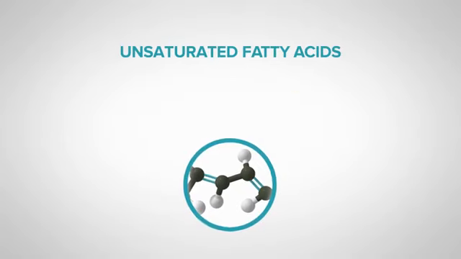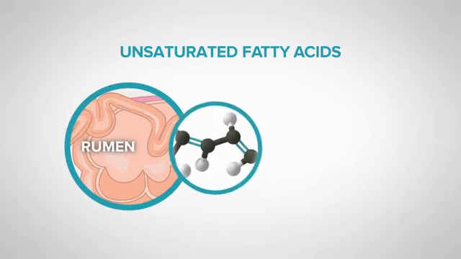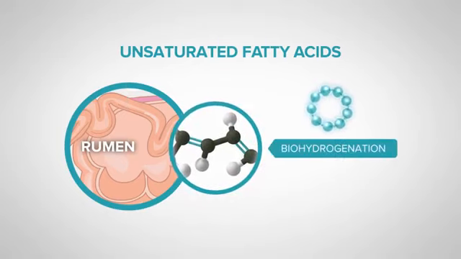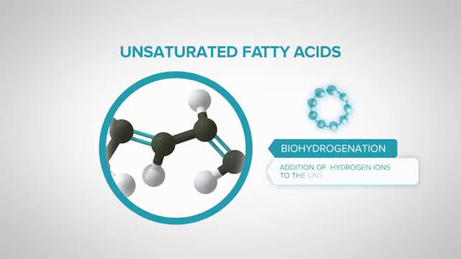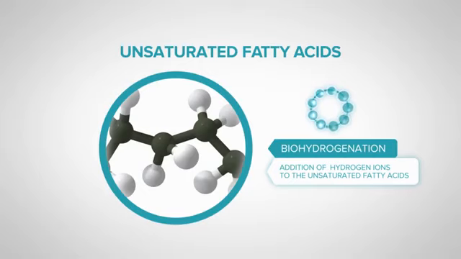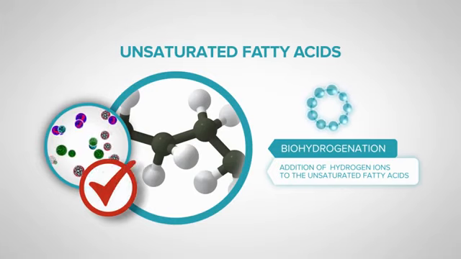In an attempt to detoxify these fatty acids, they undergo a process in the rumen called biohydrogenation. Now, biohydrogenation is simply the addition of hydrogen ions to the unsaturated fatty acids. The hydrogen ions replace the double bonds, so the fatty acids become more saturated, and in doing so are less toxic to the rumen microbes.